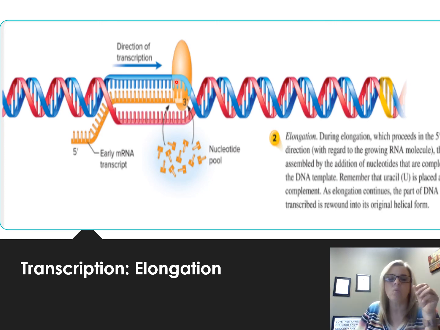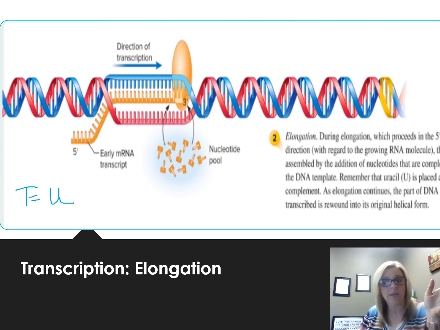Now when we're going from DNA to RNA, there is a very important difference here. Instead of having thymine, RNA has uracil. So thymine is going to be replaced with uracil, with a U. That's the only difference. Well, RNA is also single-stranded, so sorry, that's the only other difference. So DNA is going to be rewound into its original helical form as elongation continues.